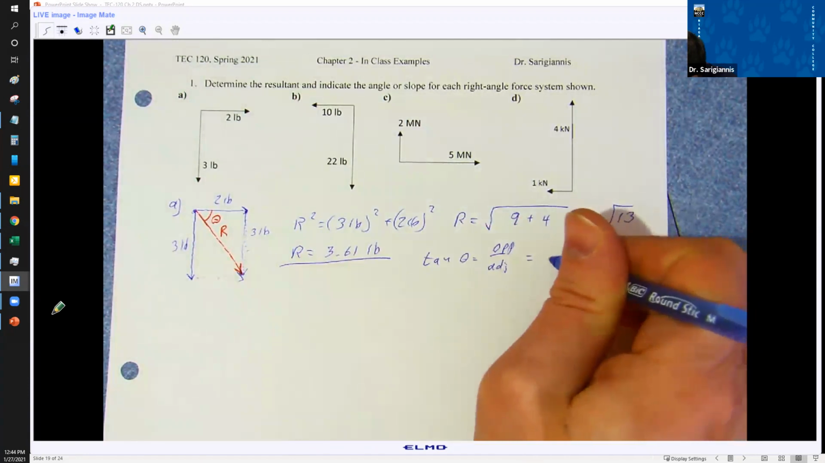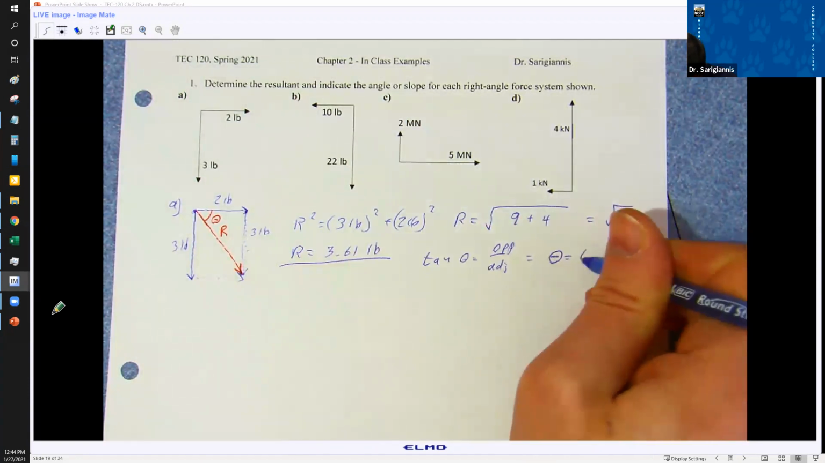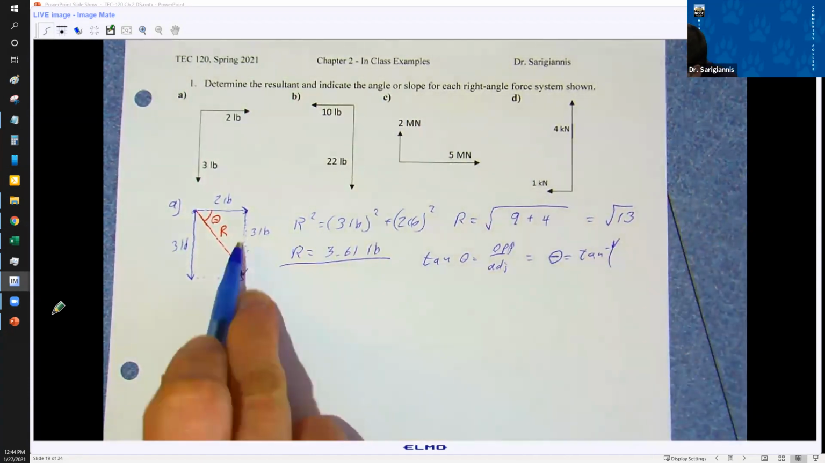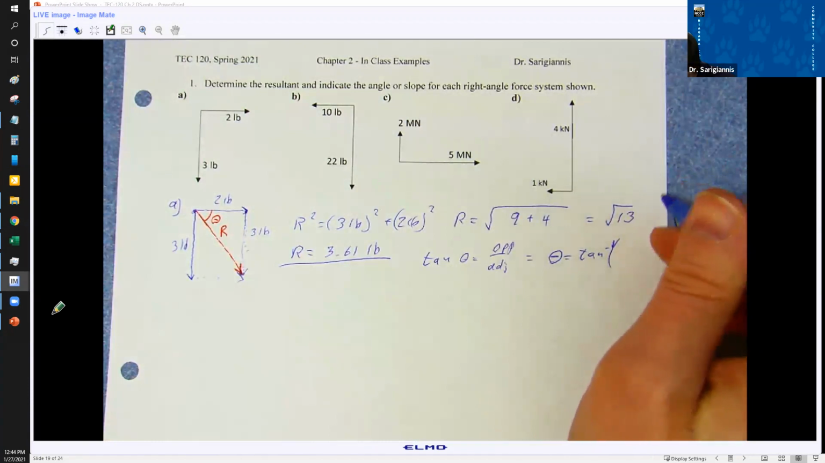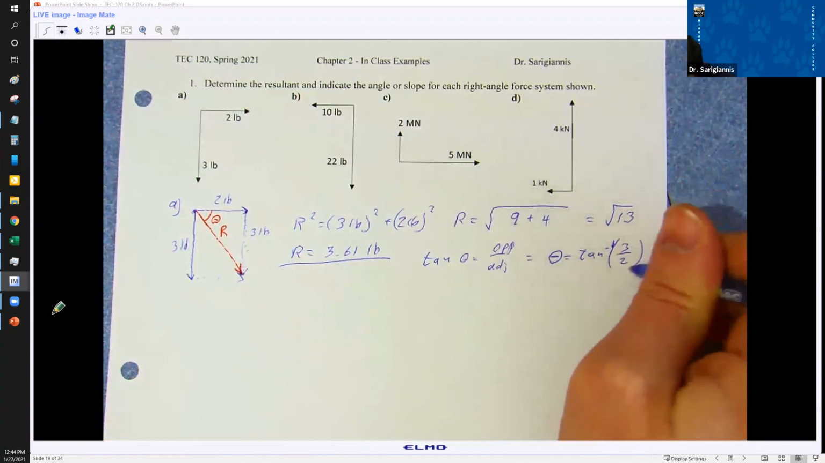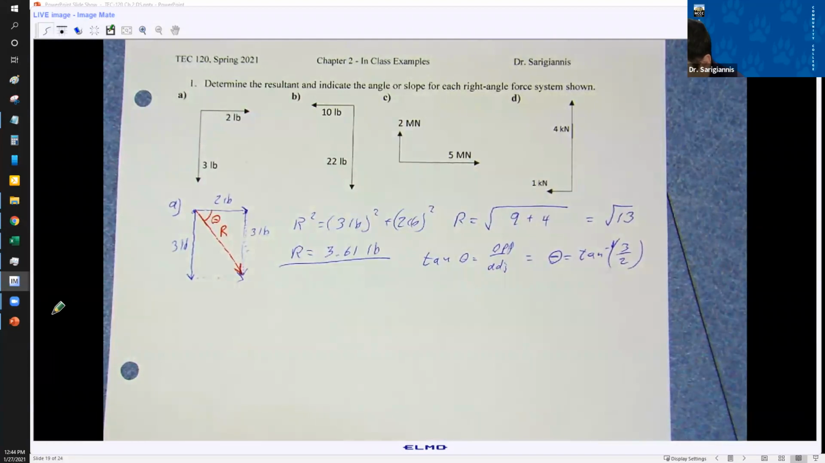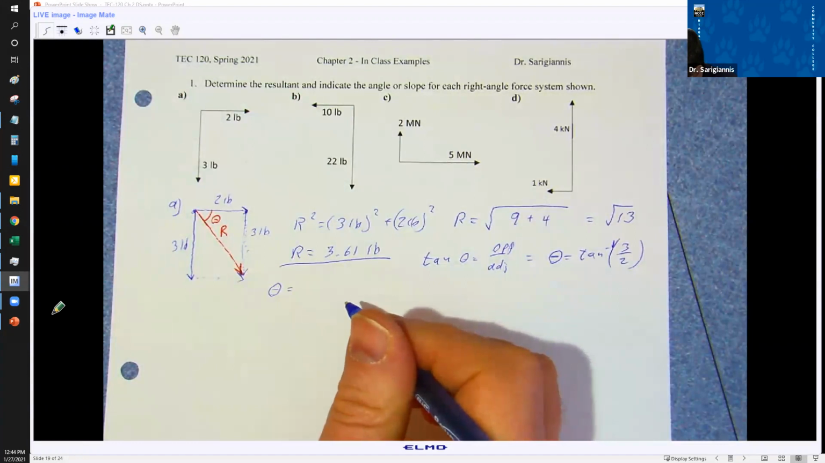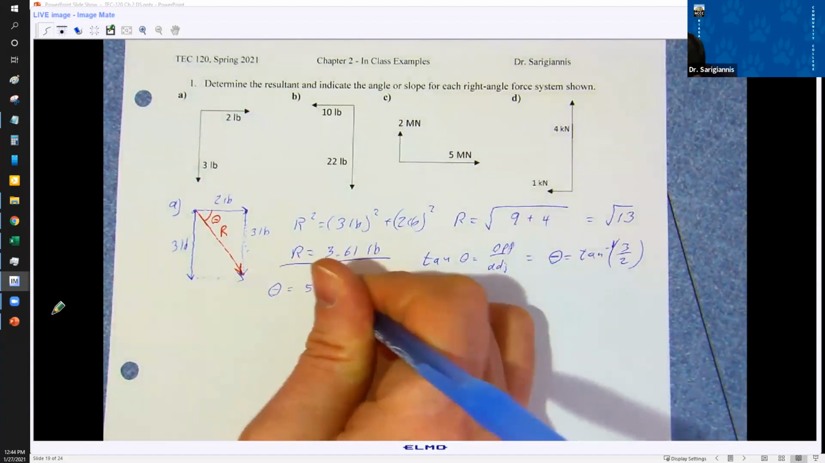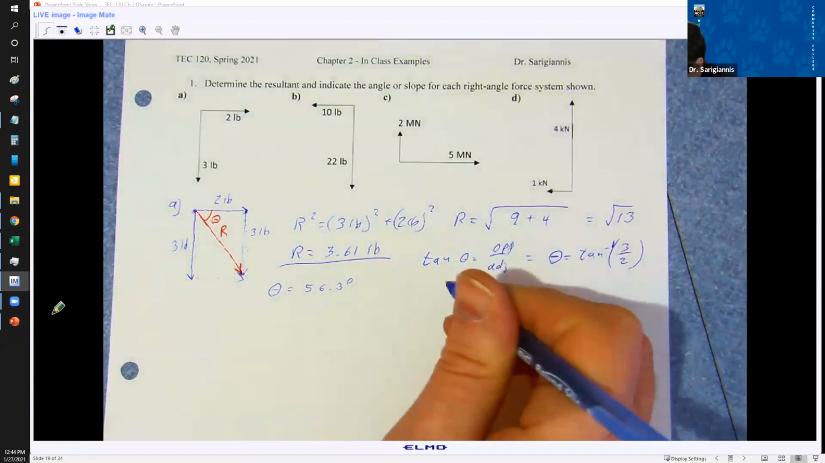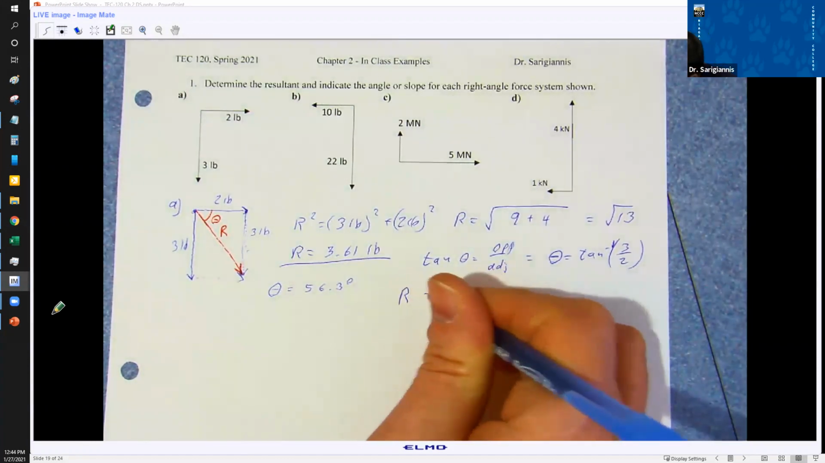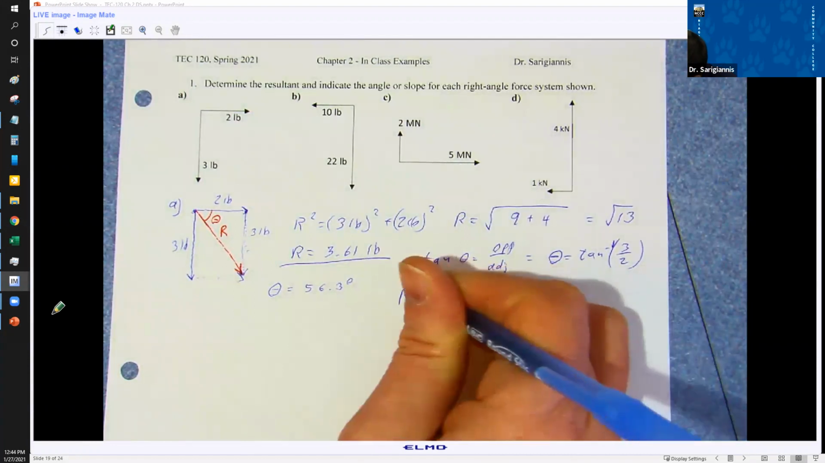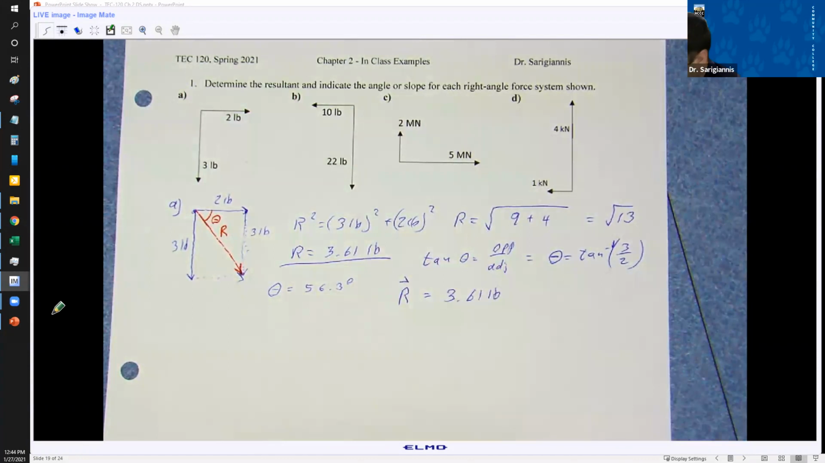So this is going to give me an equation that theta is inverse tangent. What's the opposite? It's 3 over 2. And so my theta here becomes 56.3 degrees. So I can say R is 3.61 pounds. This is R the vector now, right?